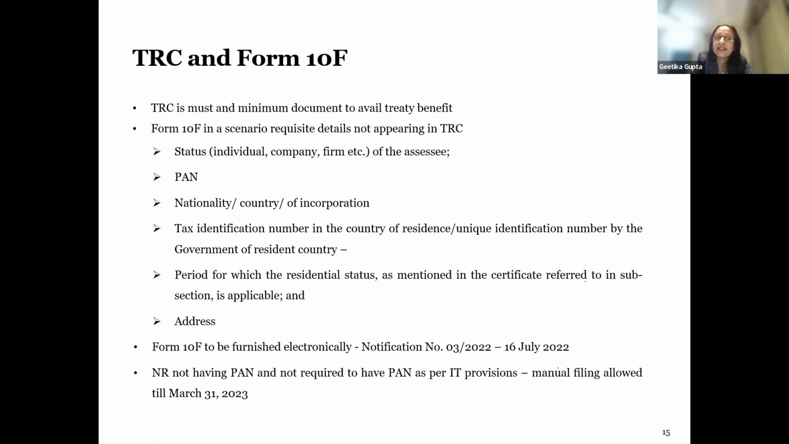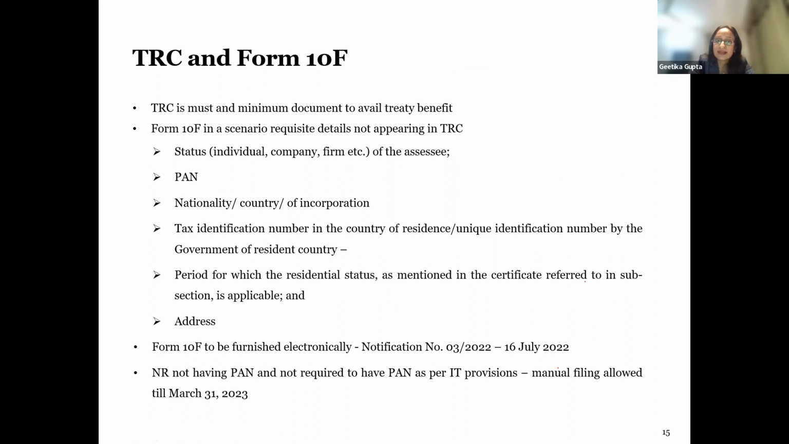Yeah. So if all the details are not appearing in the TRC, which is status, PAN, nationality, tax identification number, period for residential status, address, then Form 10F needs to be obtained. If all these things are appearing, then it is not mandatory to obtain 10F.